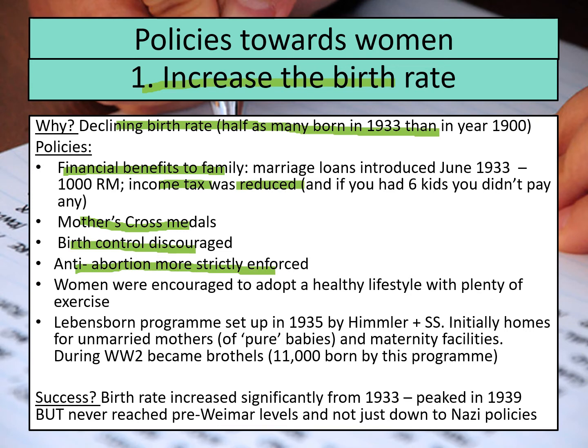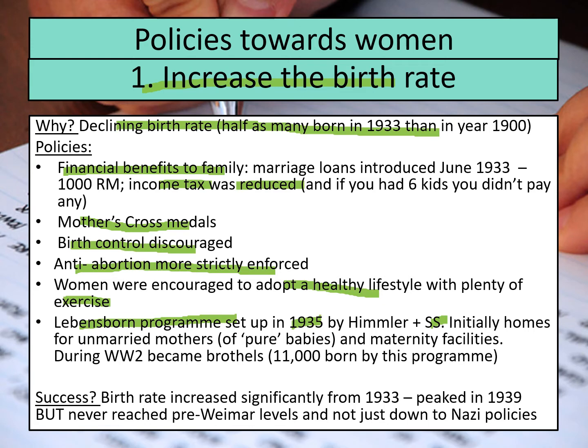Women were also encouraged to adopt a healthy lifestyle with plenty of exercise, which is supposed to make a difference when it comes to things like conceiving. And they also wanted to try and stop women having abortions with things like the Lebensborn programme. Now, this is something that was introduced by Himmler and the SS in 1935, because remember that the SS had a role of being this kind of elite Aryan organisation, and therefore there was definitely a racial element to this group.